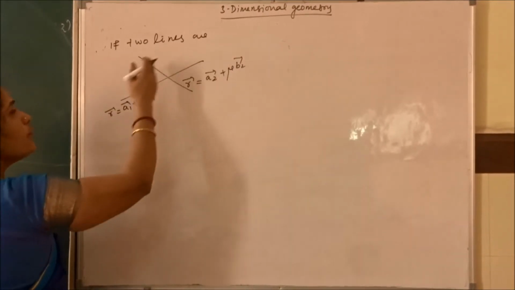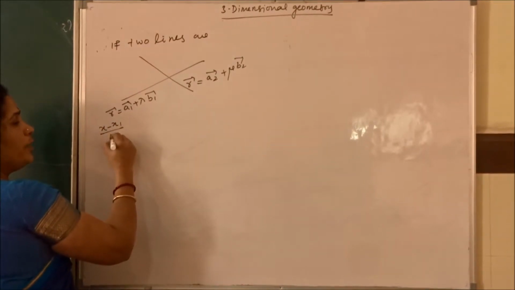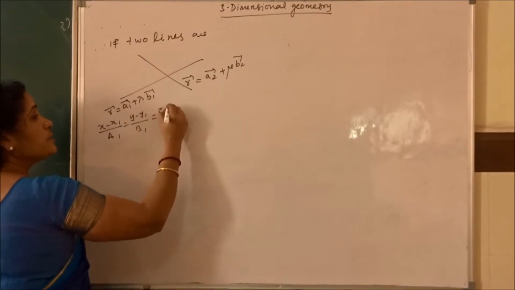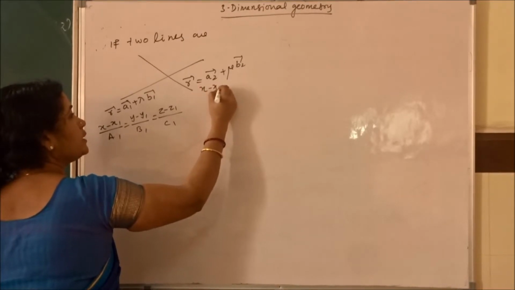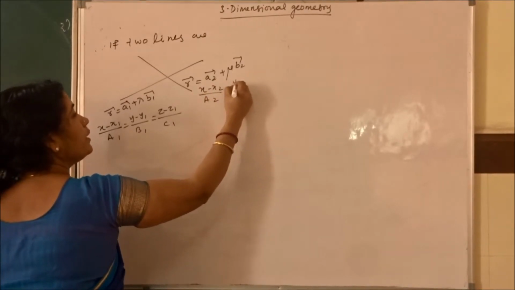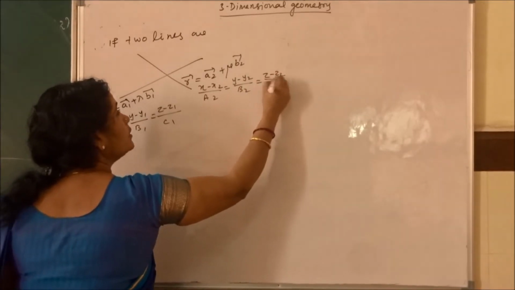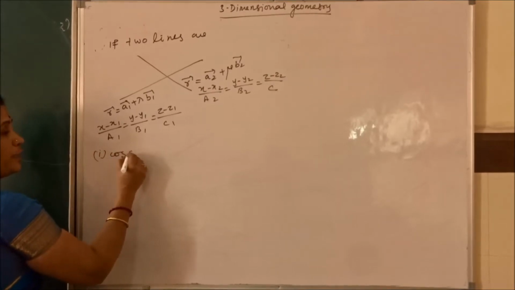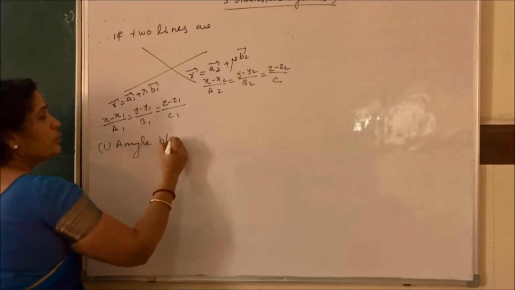Okay. If two lines are like this, and in Cartesian form, you know, (x minus x1) upon a1 equal to (y minus y1) upon b1 equal to (z minus z1) upon c1, and another line I am taking (x minus x2) upon a2 equal to (y minus y2) upon b2 equal to (z minus z2) upon c2. Okay. Now first I am taking the angle between two lines. First I am finding the angle between two lines.